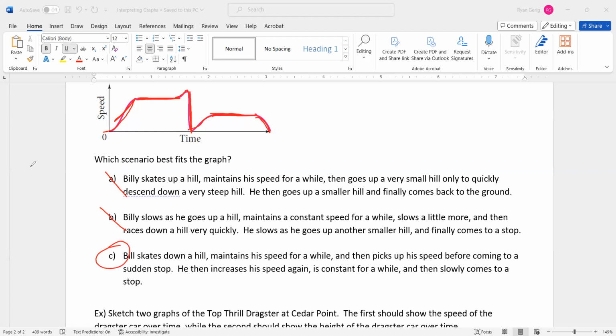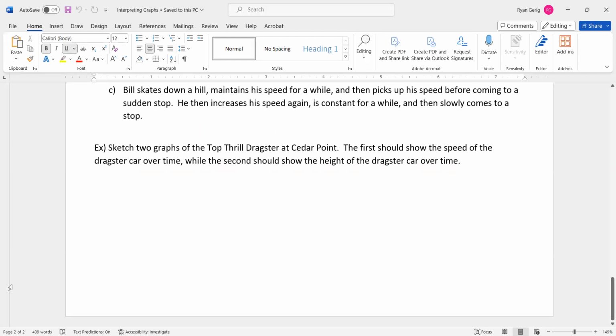Okay. The last one is sketching a graph. We're actually going to do two of them. Sketch two graphs of the Top Thrill Dragster at Cedar Point. If you know what that is, great, you have some reference here. If you don't, maybe type it into Google and watch the Top Thrill Dragster. I can describe it real quick. You go up 420 feet, and the max speed is 120 miles per hour. You start at a stop, and then it shoots you off really, really fast. You go up 420 feet, and you come back down.